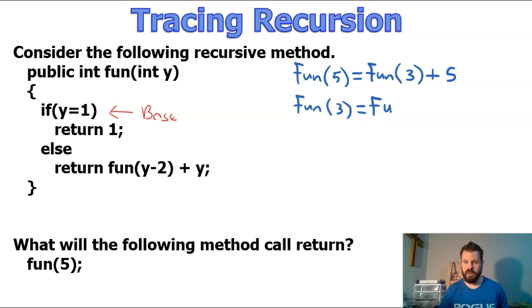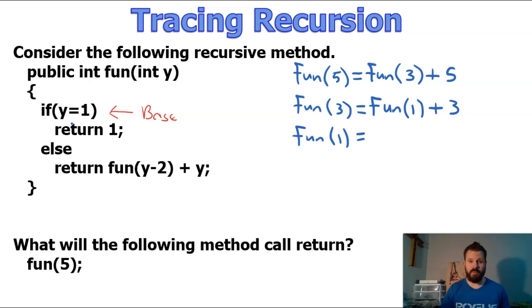We're going to return fun of 3 minus 2 plus the 3. So in other words, fun of 1 plus the 3. Okay, and then moving down the line, what is fun of 1 equal to? Well, when y equals 1, that is my base case, so I'm just going to return a 1. So I know what my base case gives me. And now I can start working back up the line. Since I know what fun of 1 gives me, I know that fun of 3 will be a 1 plus 3, in other words, a 4.